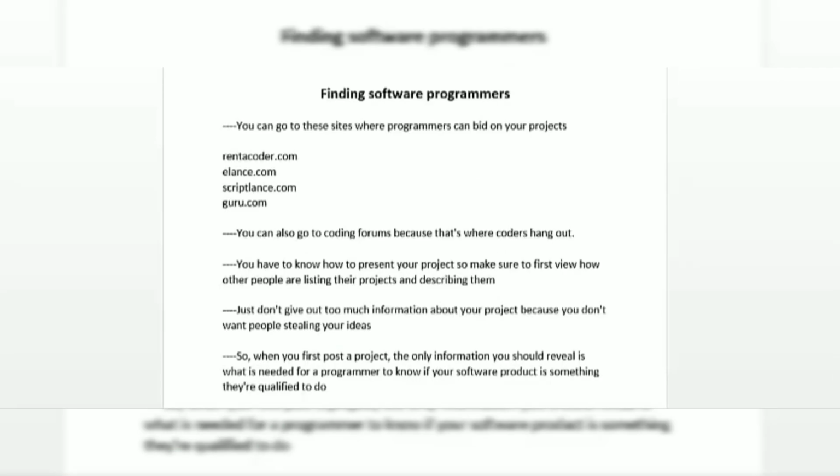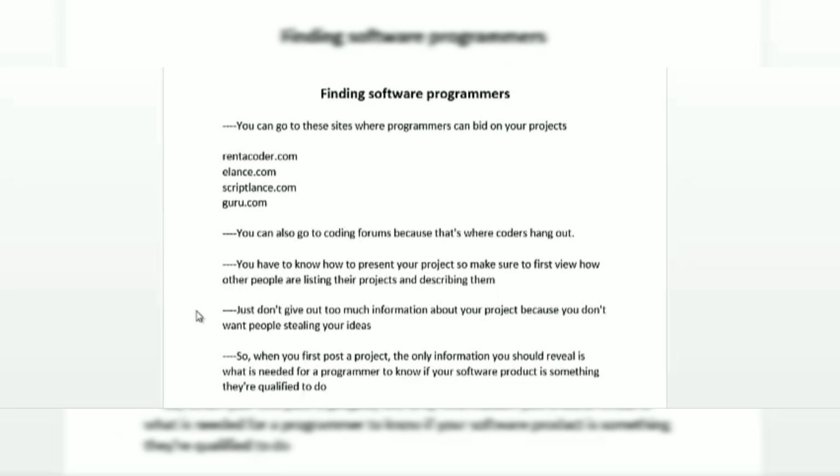Now let's talk about finding software programmers for your project. There are various sites that you can go to find programmers where they will bid on your projects, and you can select the programmers based on the best price. But remember, you have to also make sure to select programmers based on their skills and how comfortable you feel working with them. So I've listed a few of the most popular sites where you can find programmers.